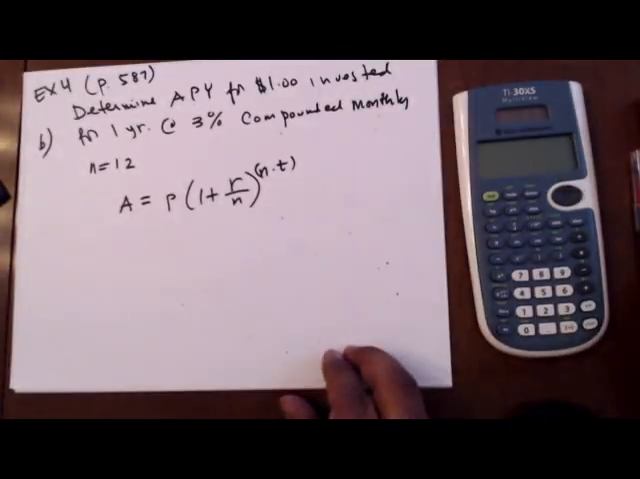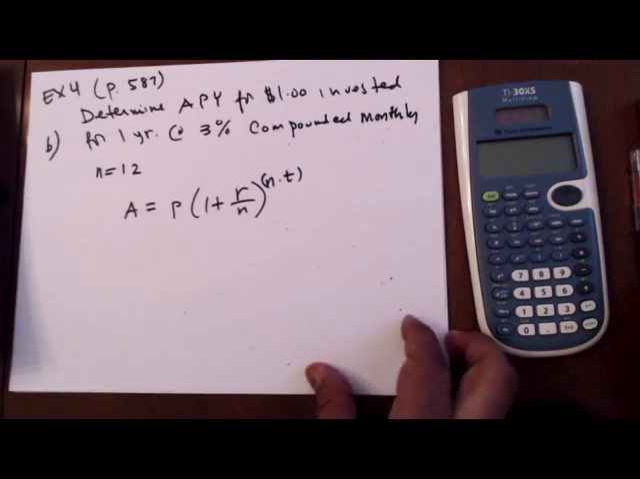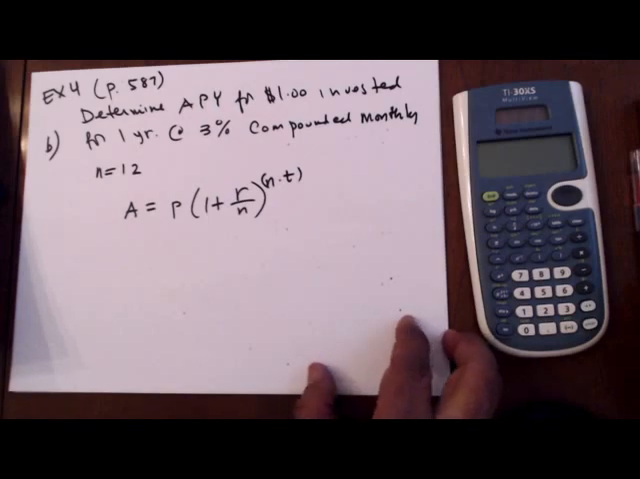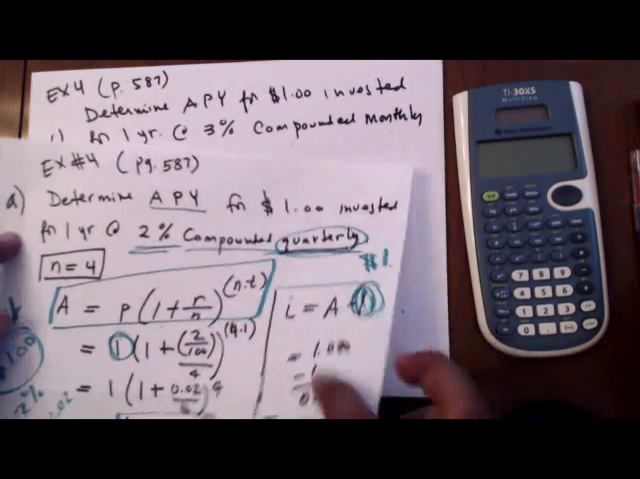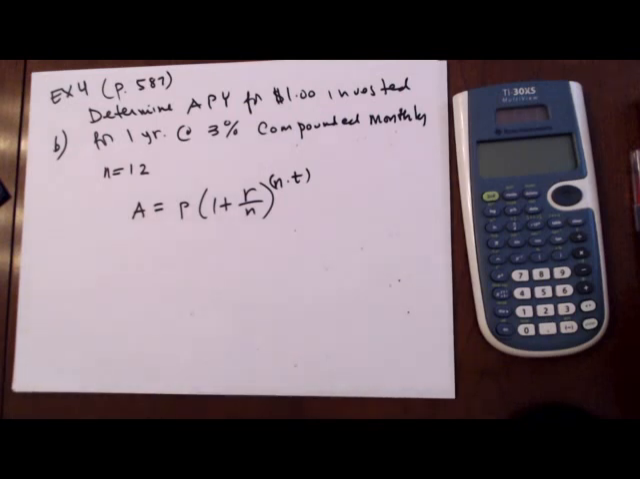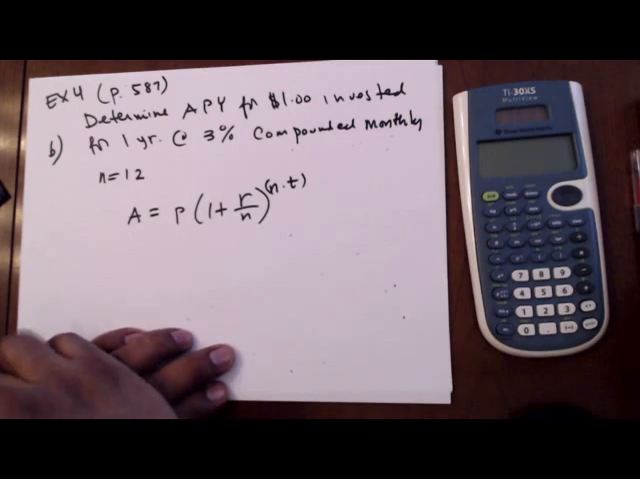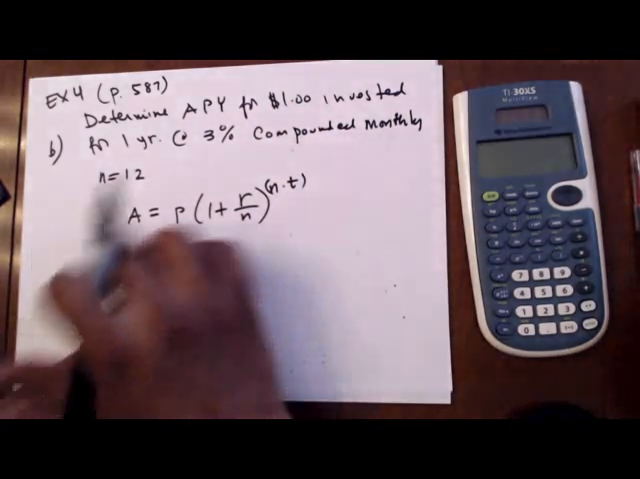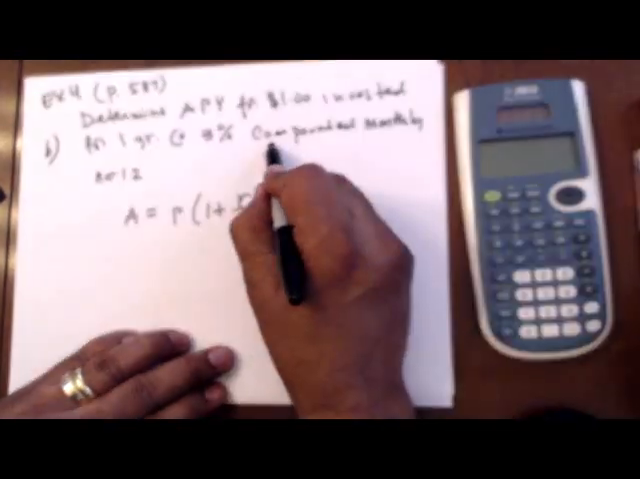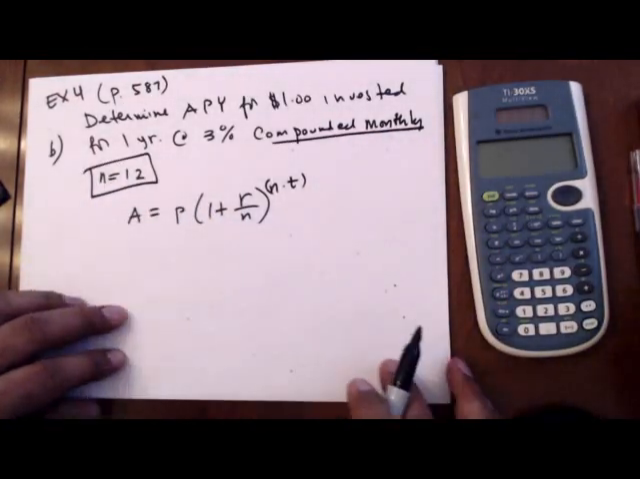And that was part A that we solved. Let's move to part B. It's a similar example. In this case, they're saying that we still have $1 for 3 years, but it's compounded monthly, so our n is equal to 12.